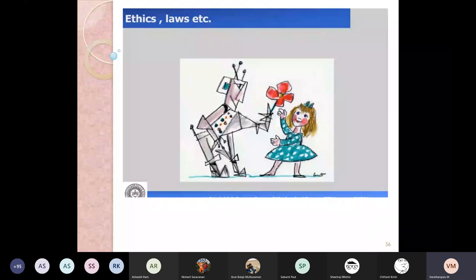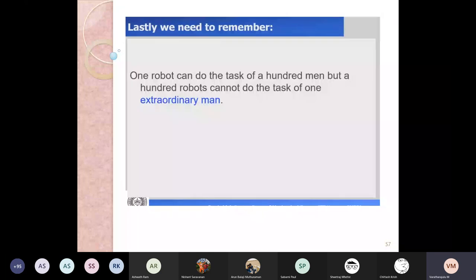And this is the last slide, which was disseminated by Ashish Datta. And we need to think that one robot can do the task of 100 men, but 100 robots cannot do the task of one extraordinary man. So please decide whether you should be the extraordinary man or just a man. Like that, he is disseminating and he is ending the first lecture.